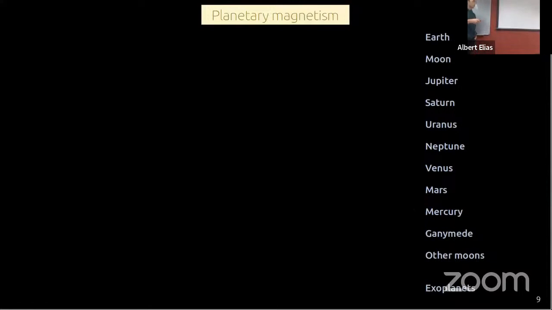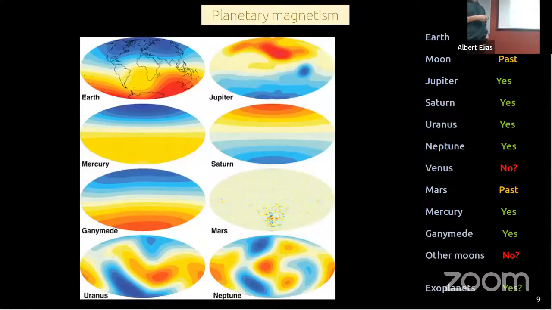And what about the other planets? The Earth has a magnetic field, the Moon had one in the past, the four giants do, and Venus does not. Mars had one in the past, Mercury has one right now, and Ganymede is the only moon that has one right now. Maybe that's because the other moons have not been measured well enough to say whether there's a small magnetic field or not. And probably nobody states otherwise that exoplanets will have magnetic fields, given these examples.